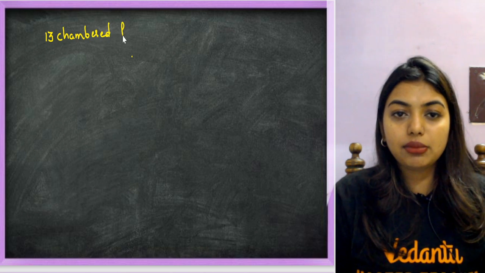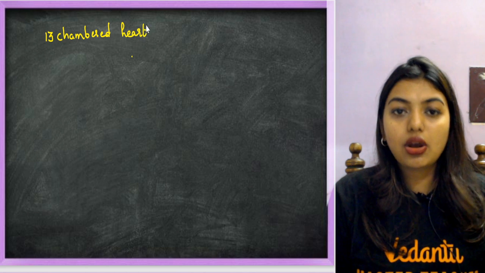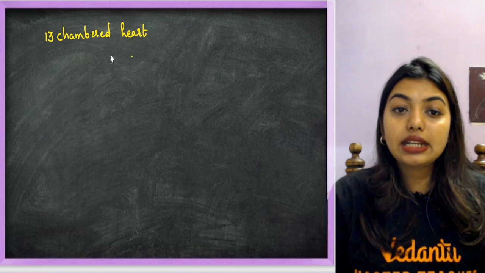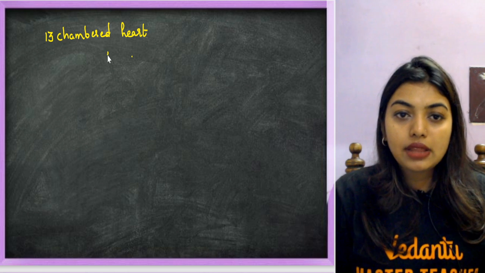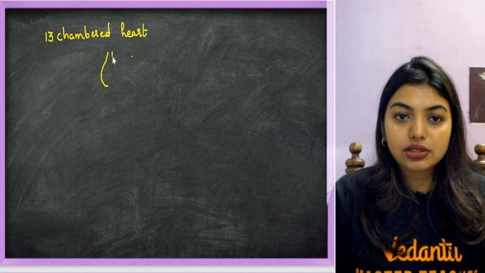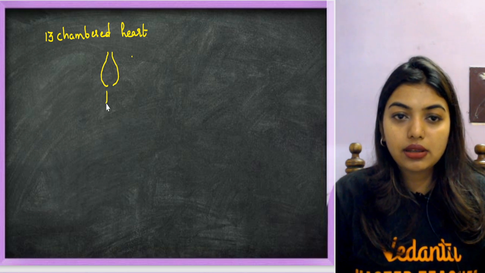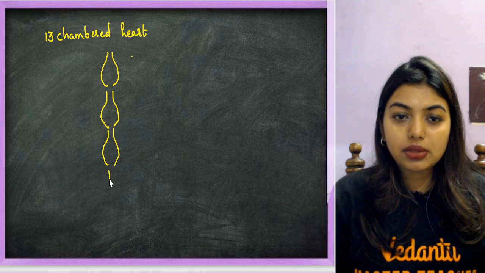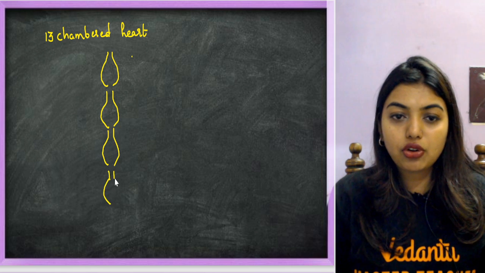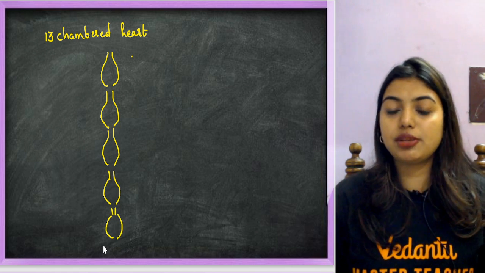Okay, the 13 chambered heart. How is the heart described? They are telling us it is lying on a longitudinal muscular line. So the heart is something like this, students, a muscular funnel shaped structure. I am not going to draw all the 13 chambers, but I am just going to show you. This is the funnel shaped structure.